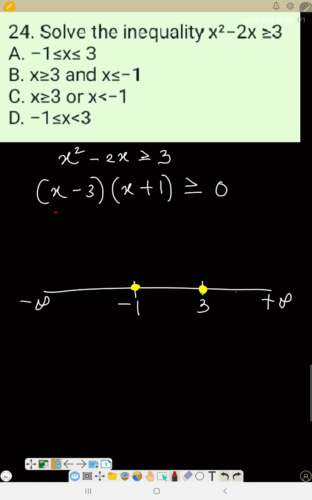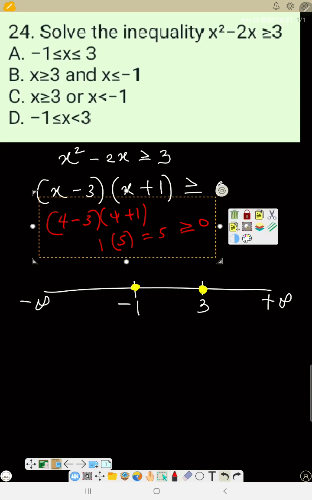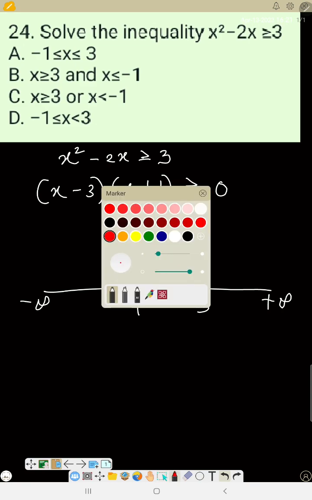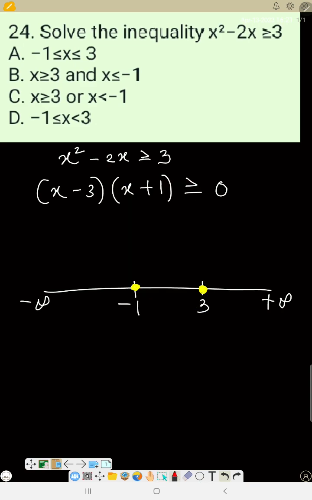So let's test now. 4. Put 4 in the equation. This will be 4 minus 3, 4 plus 1. So this is 4 minus 3, 1. 4 plus 1, 5. So 1 times 5, 5. And that 5 is greater than 0. So because it is greater than 0, that is positive. We need just positive or negative. Remember, positive is bigger than 0, negative is less than 0. So this is positive.